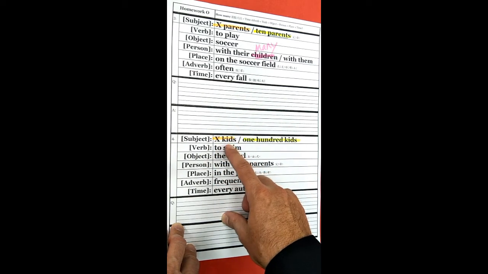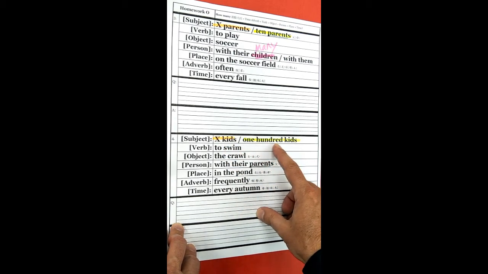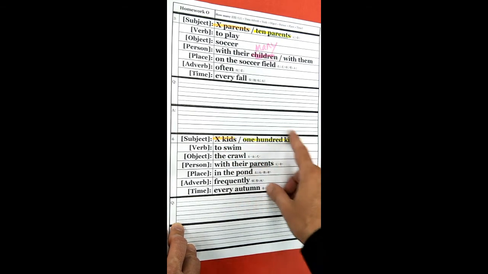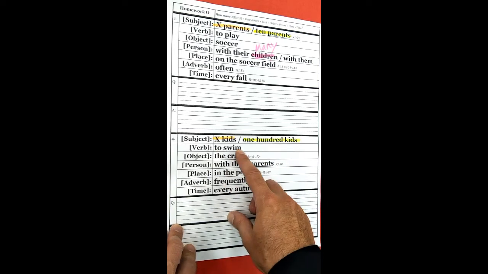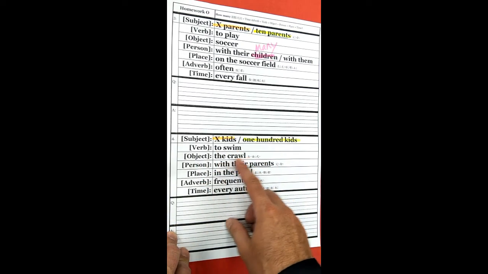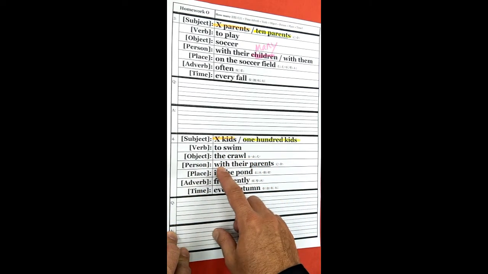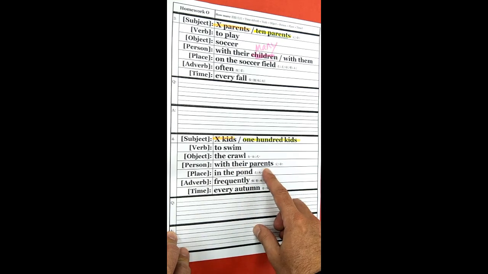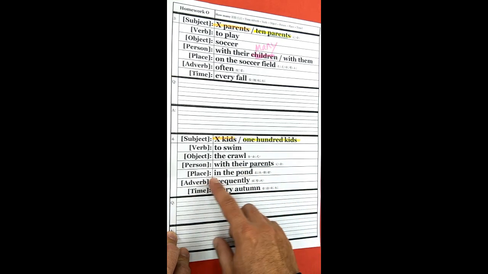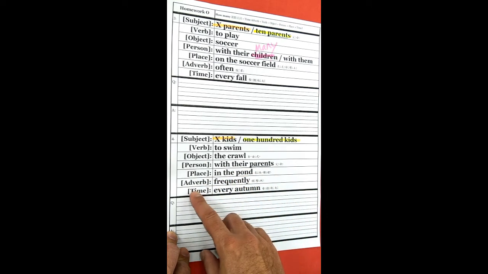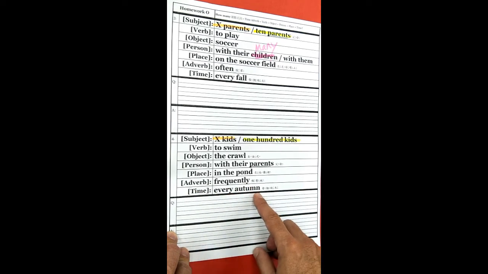Kids. That's the question. 100 kids. That's the answer. Verb: to swim. Object: the crawl. Person: with their parents. Place: in the pond. Adverb: frequently. Time: every autumn.